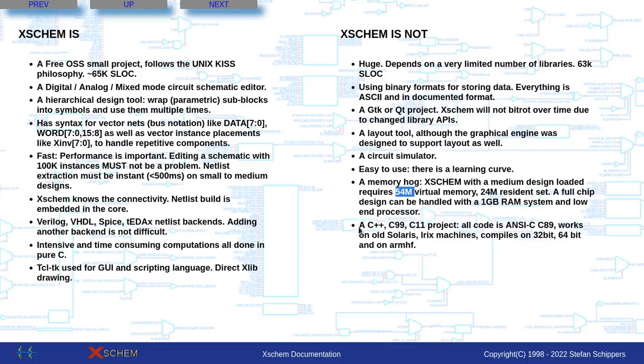Xschem is not a C++, C99, C11 project. All code is very portable. It's written in C89, works on all Unix machines, from old Irix or Solaris up to ARM or current systems.